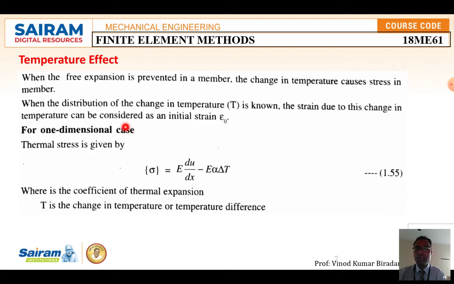For a one dimensional problem the thermal stress is given by sigma is equal to E du by dx minus E alpha delta T, where E is the material property, du by dx is the change, alpha is the coefficient of thermal expansion, and delta T is the change in temperature. Give this equation number 1. So this is the total change minus the initial value.